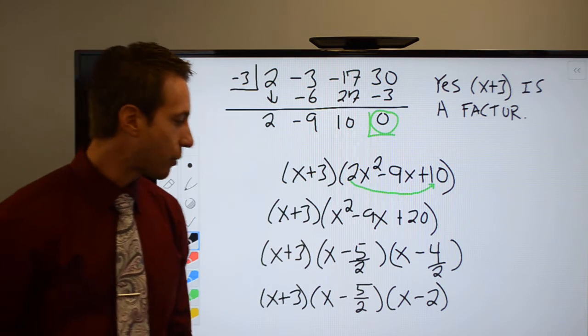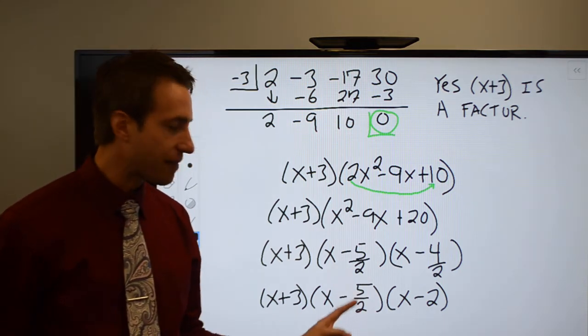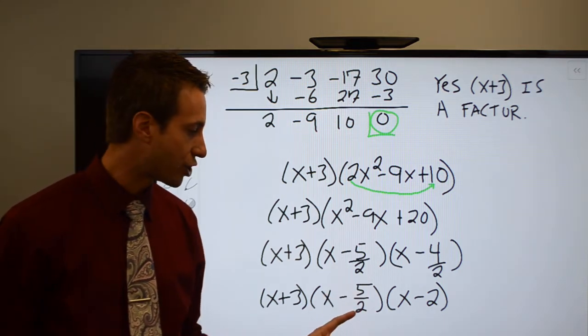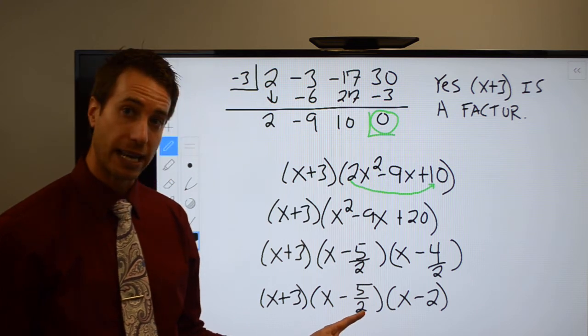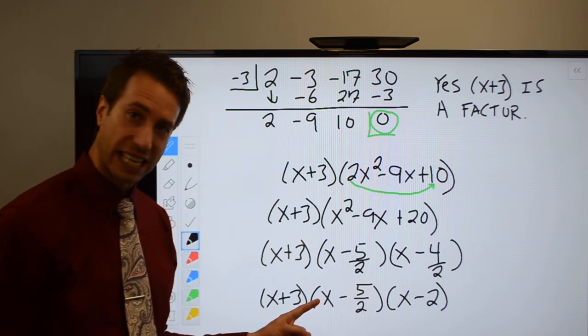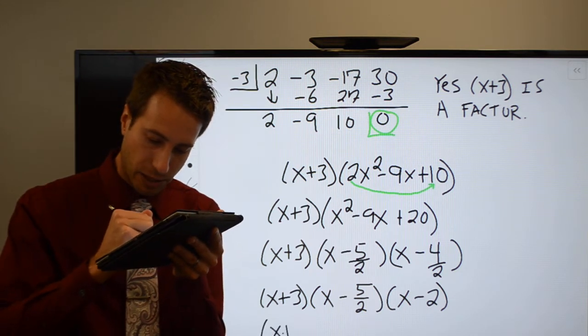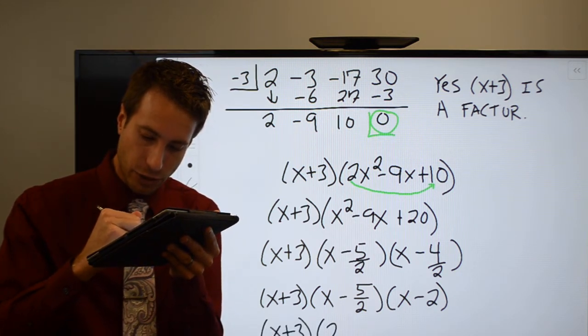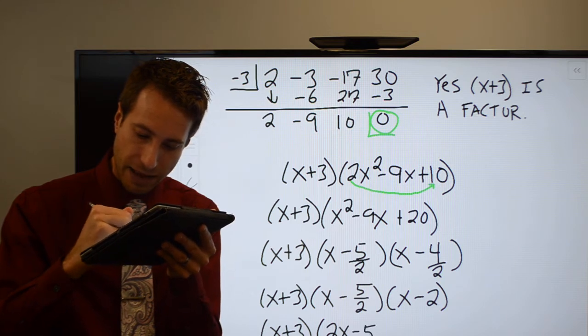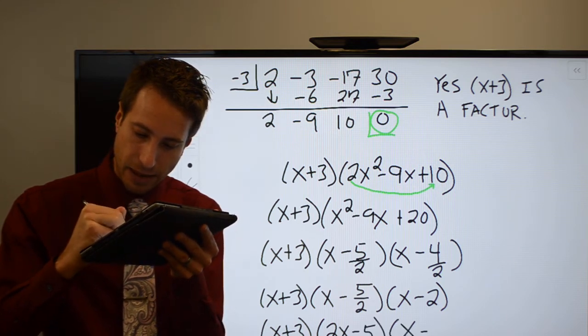And remember, the way that we do this is when they are not evenly divisible, when you can't reduce the fraction any, you just take that denominator and you move it out in front of the x. Make it the leading coefficient. x plus 3, 2x minus 5, and x minus 2.